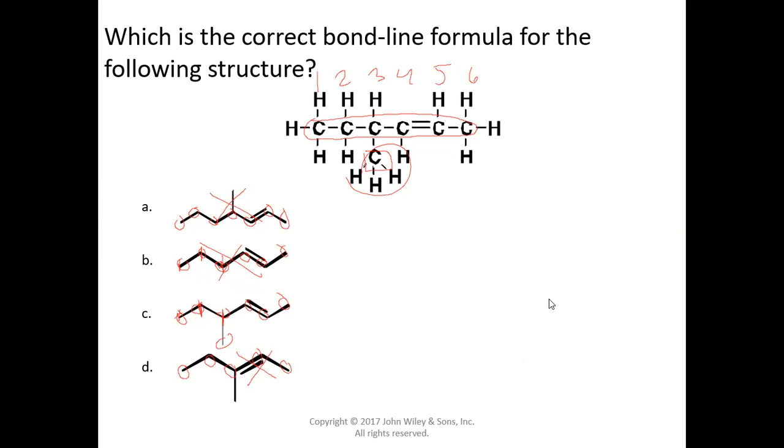And then we have a double bond between carbons 4 and 5. 1, 2, 3, 4, and 5. That double bond that we see here is there. So C is our correct answer. Does that make sense for how you work through and solve that when you're trying to figure out which one it is? Okay.